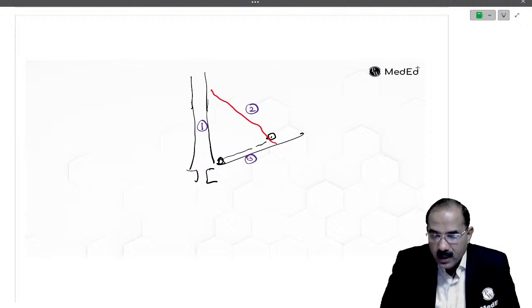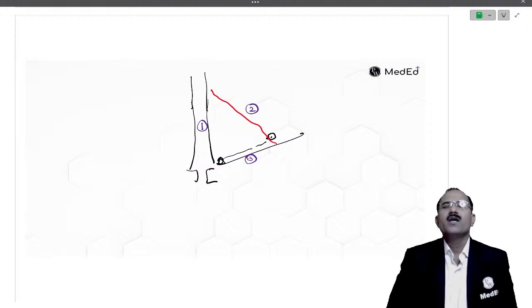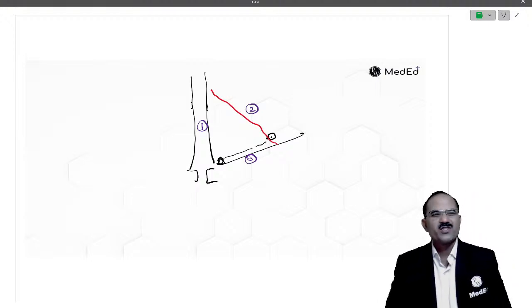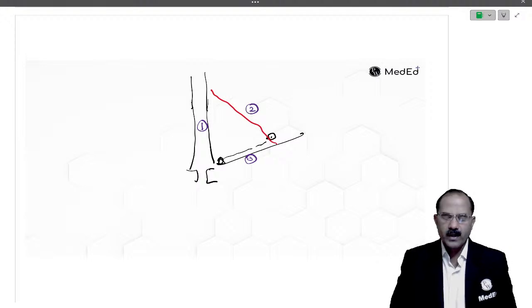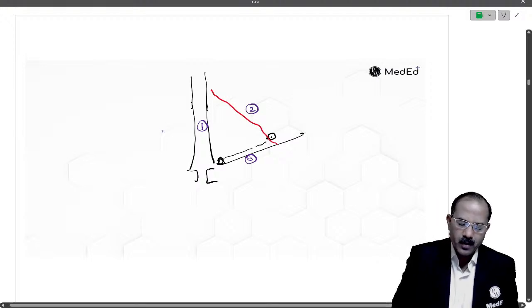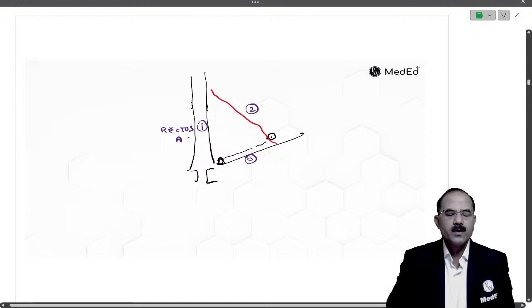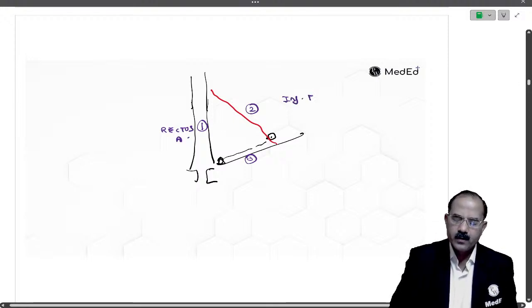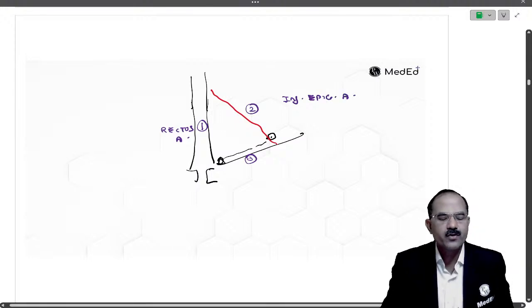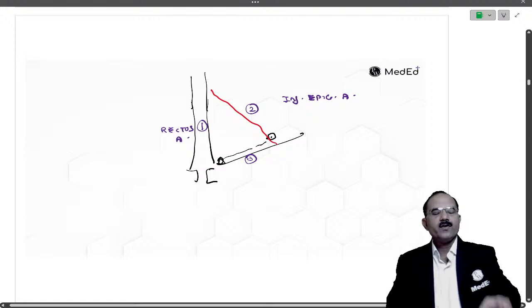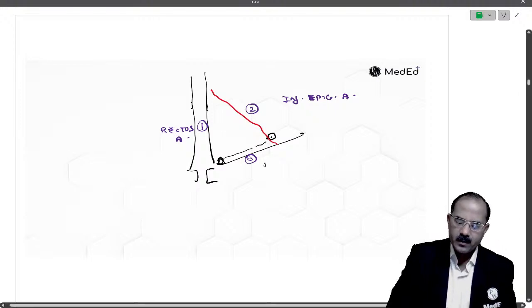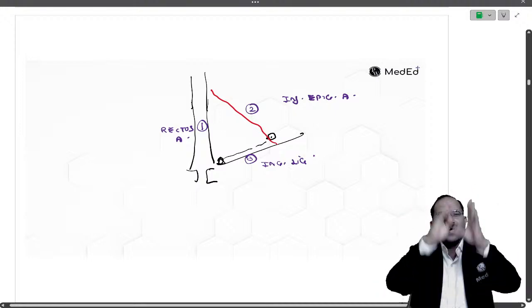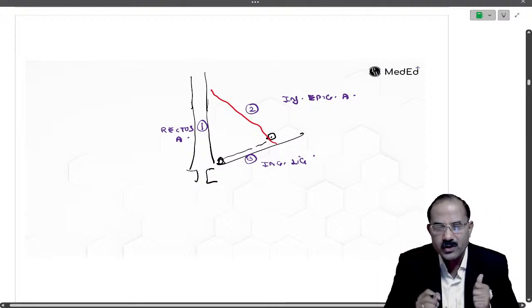This triangle is known as Hesselbach's triangle, right? You get MCQs on the boundaries of Hesselbach's triangle. Number 1 is the rectus abdominis. Number 2 is the inferior epigastric artery, which is a branch of the external iliac. Number 3 is the inguinal ligament. So the triangle formed is what we call Hesselbach's triangle.